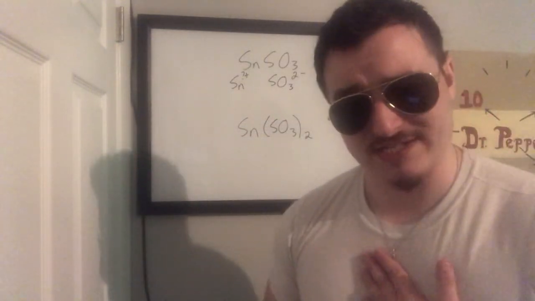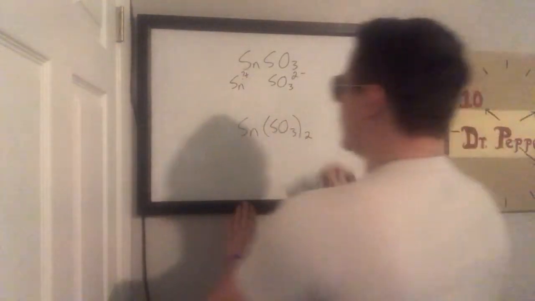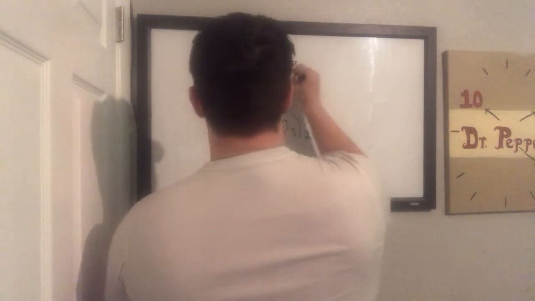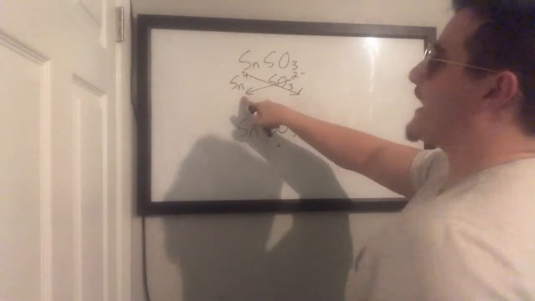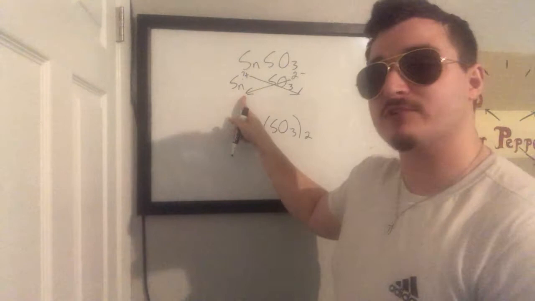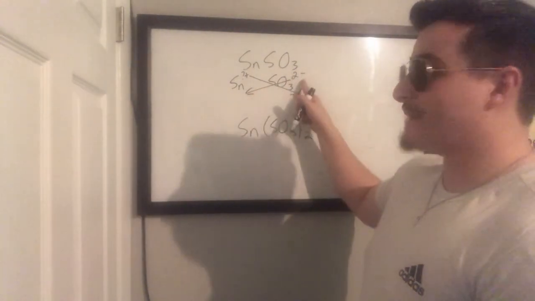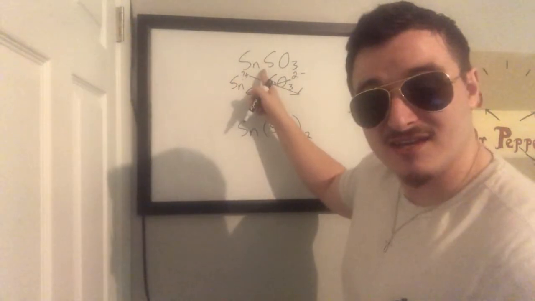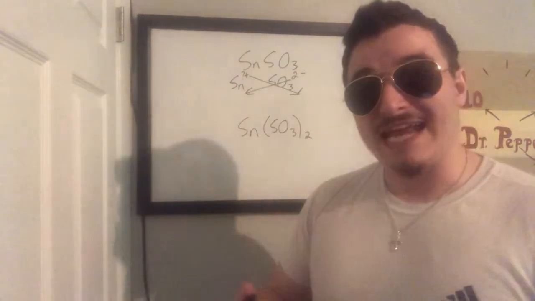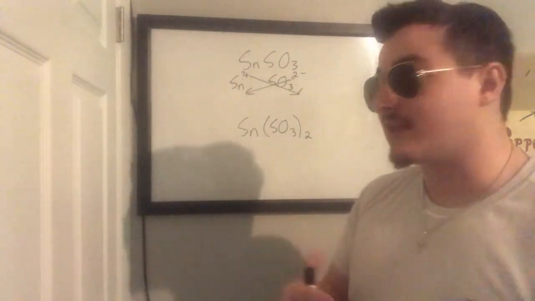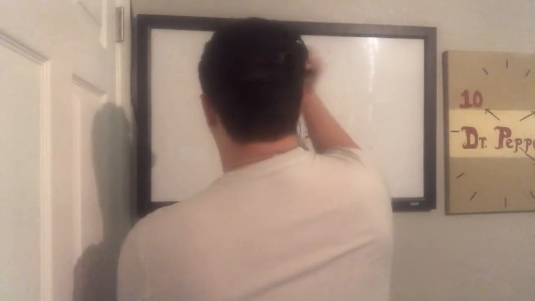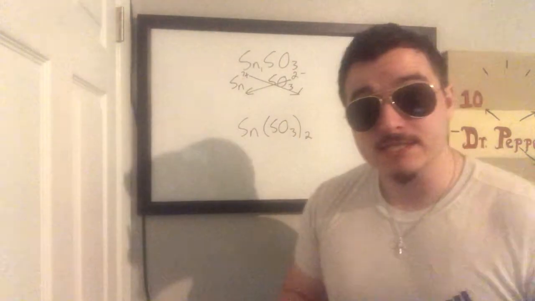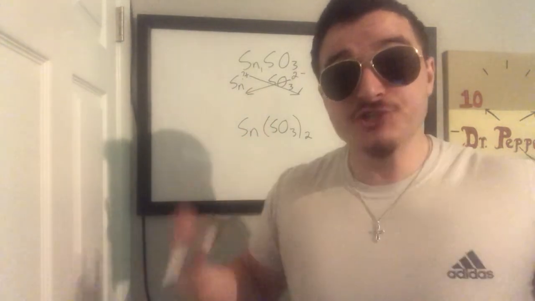Excuse me. Sulfite always has a charge of 2. And so, when they crisscross, what should I expect to see as a subscript for tin? I should expect to see a 2. However, I don't see anything. And what does it mean when I don't see anything? What number is technically there? A 1. Which means this number was reduced.